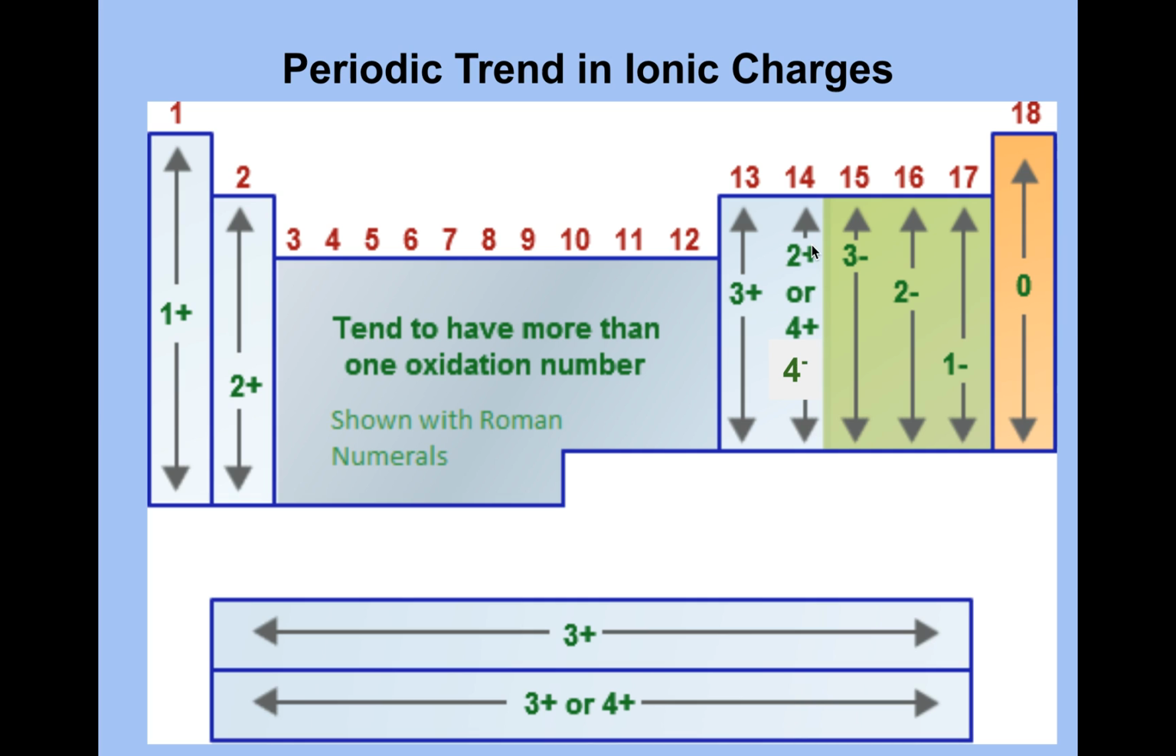Group 14 is a weird one. Because there are 4 valence electrons, it could either lose 2, or lose 4, or gain 4 to get an octet. Group 15 gains 3 electrons. It goes from 5 valence to 8 by gaining 3. Group 16 has 6 valence, so it needs to gain 2 electrons, 2-. Group 17 has 7, so it needs to gain 1 electron, 1-. And then the noble gases are 0.